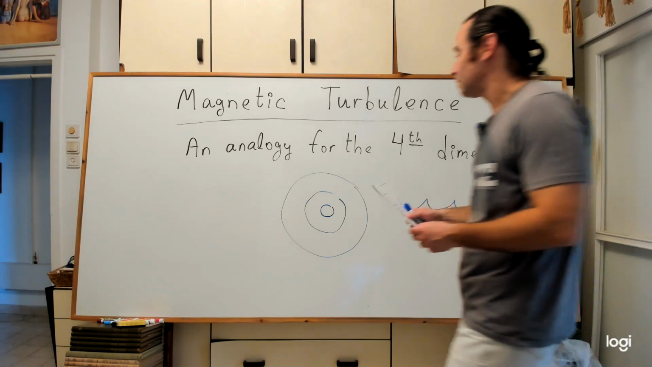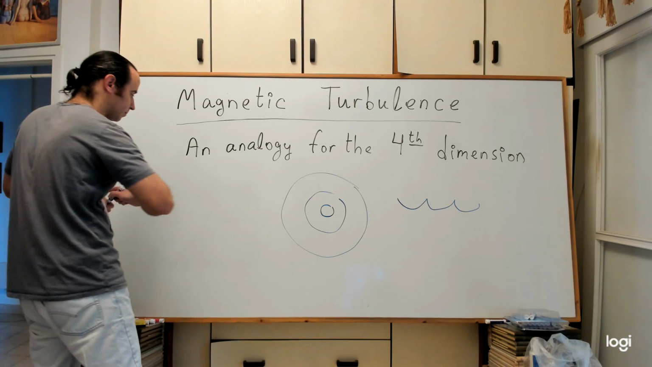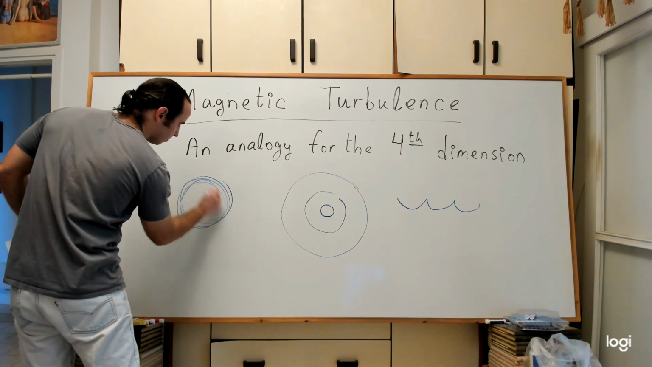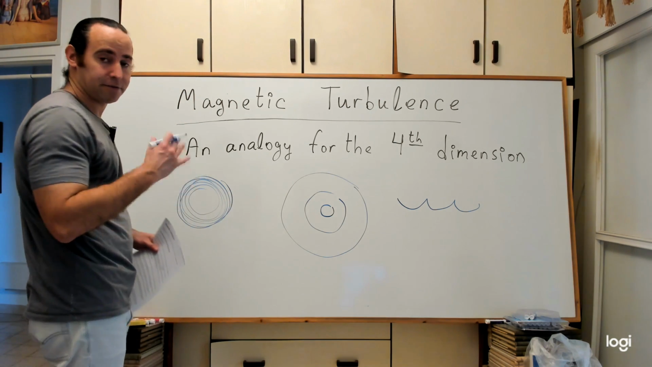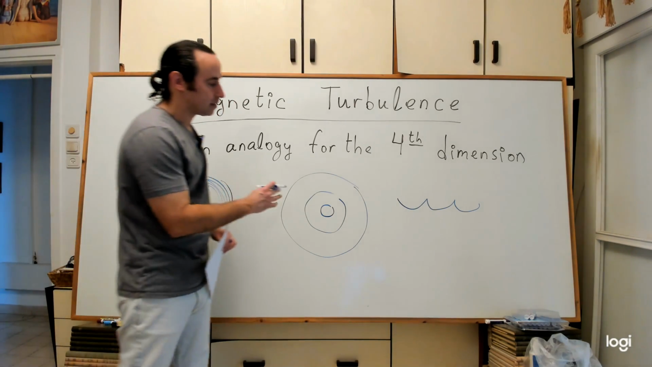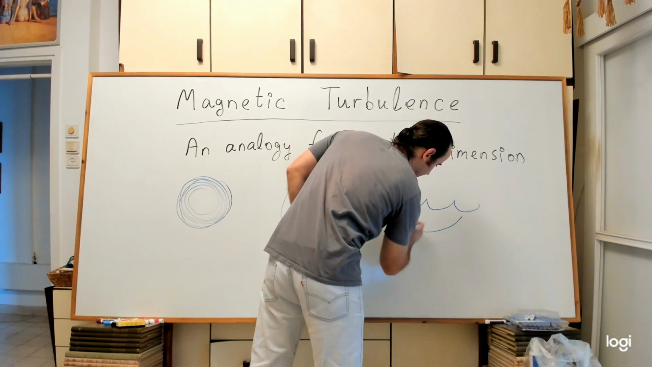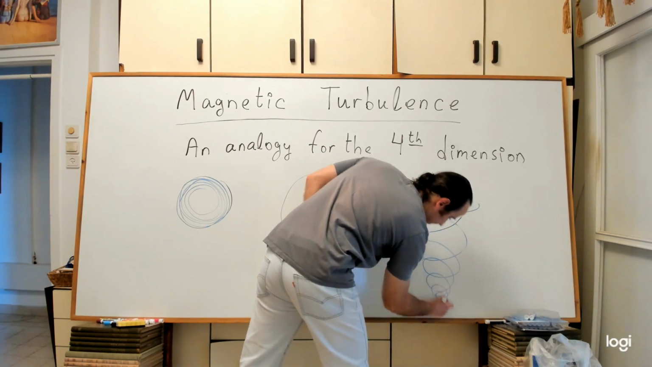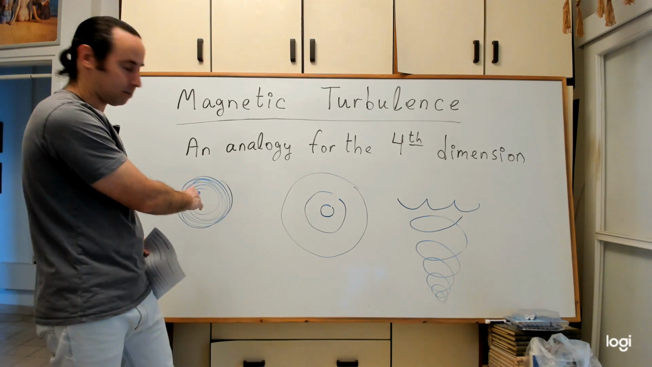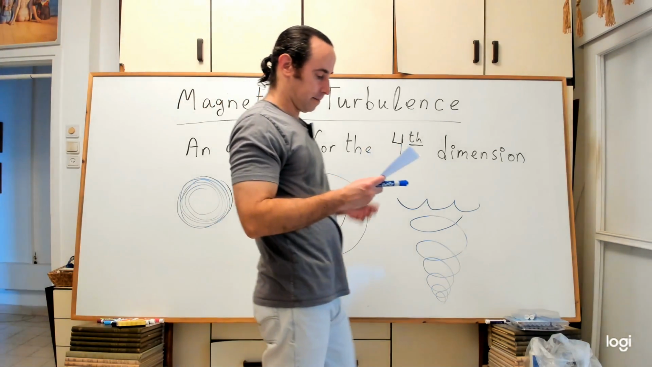So if we have a whirlpool, then from above it looks more or less like this. We are not seeing exactly what is happening, but if we could see it from the side, then we would see something significant. So here there is much difference. We actually don't see what's happening.